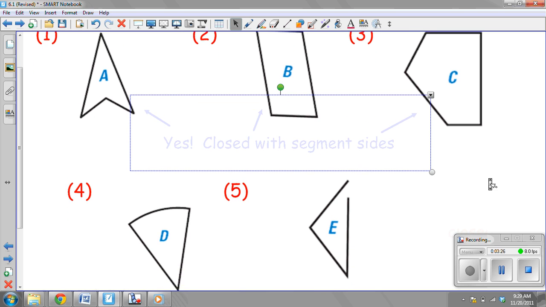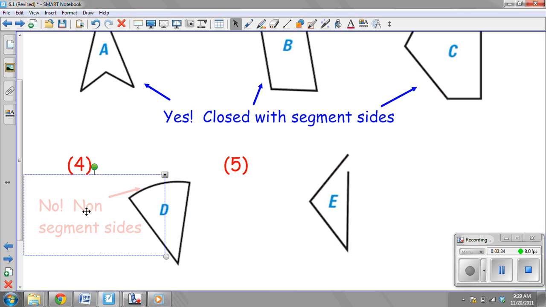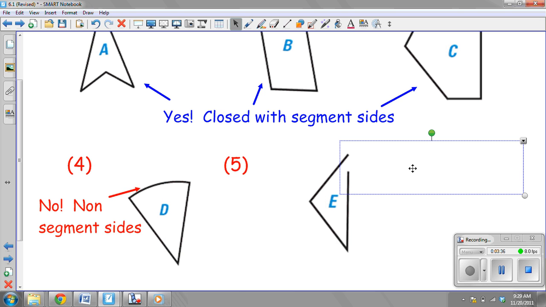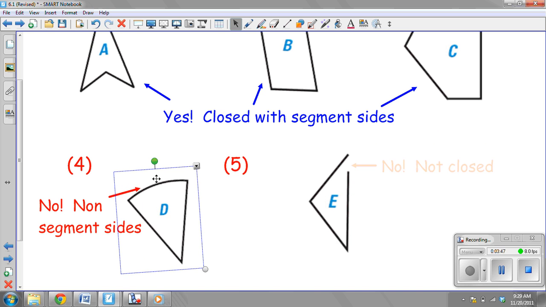So a little bit of animation there instead of just giving the answer, saying yes, these are, and no, these aren't. You can see that it's a little bit more fun for students to look at. And then these two are not polygons because this one does not have segment sides and this one is not closed. So just giving students a different look at the pictures, being able to orient the pictures differently, is going to be very important. It's definitely something that's really cool with Smart Notebook that I have been trying to incorporate more.